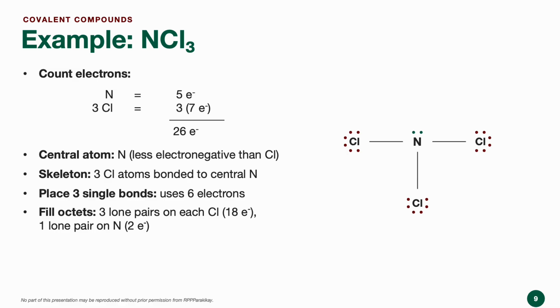So count it, and the nitrogen ends up with 4 electron groups. We have 3 bonds plus 1 lone pair, for a full octet, and every chlorine has 3 lone pairs plus 1 bond, also a full octet. And all 26 electrons are distributed, so that's our final Lewis structure for NCl3.